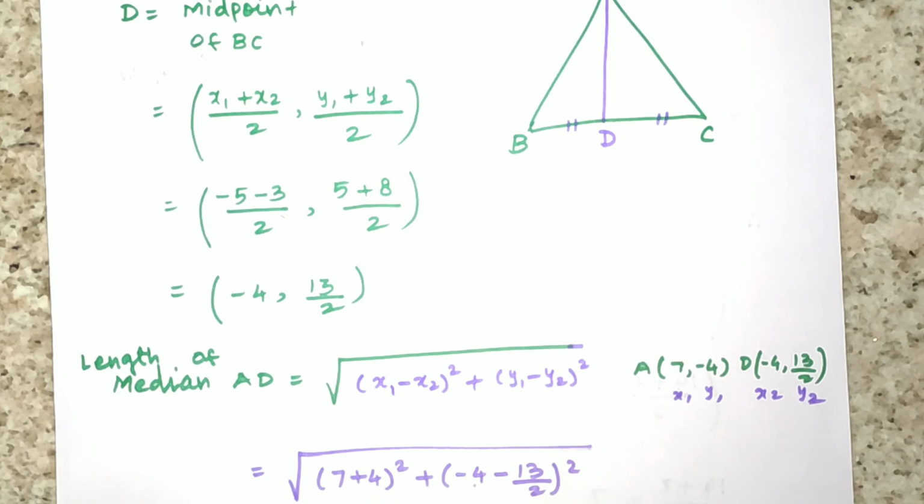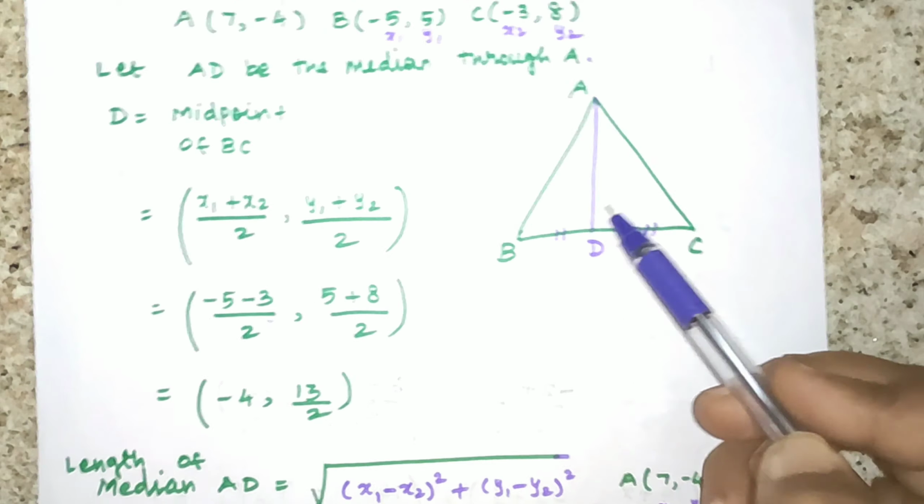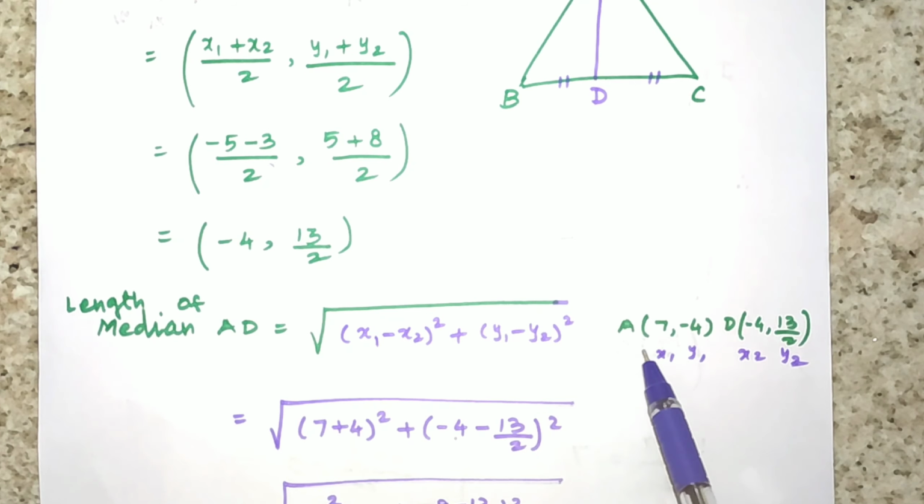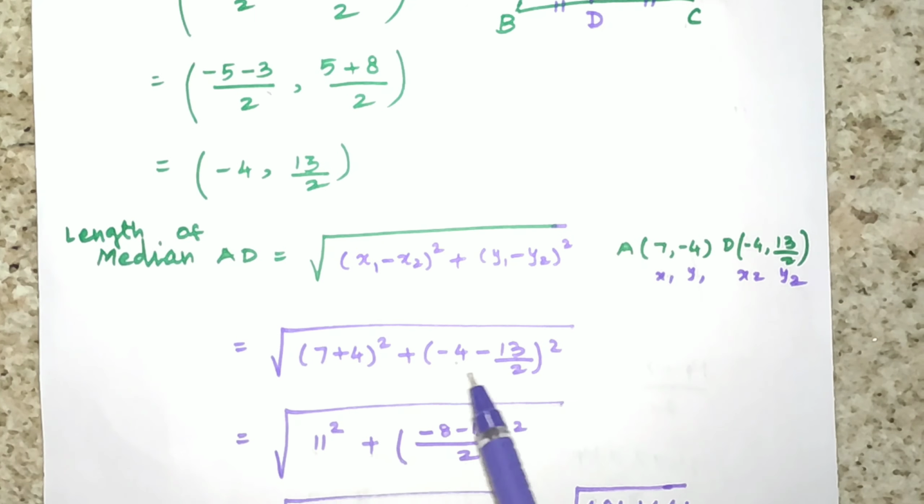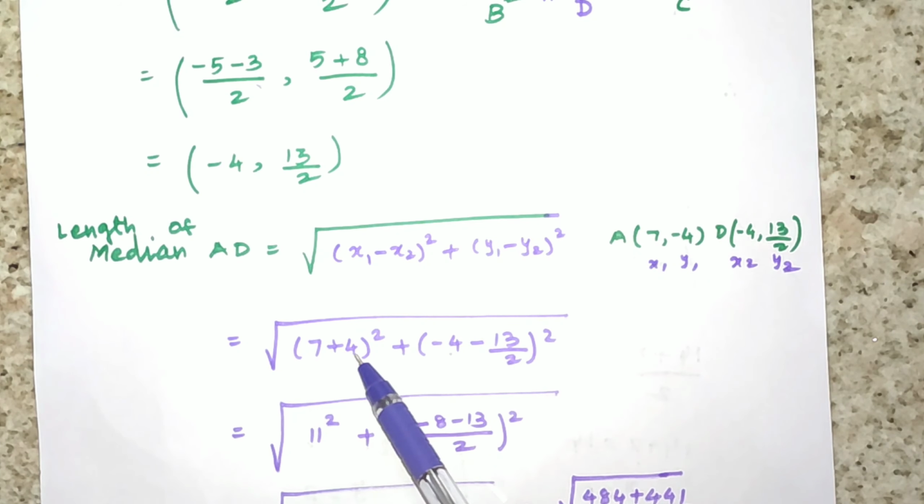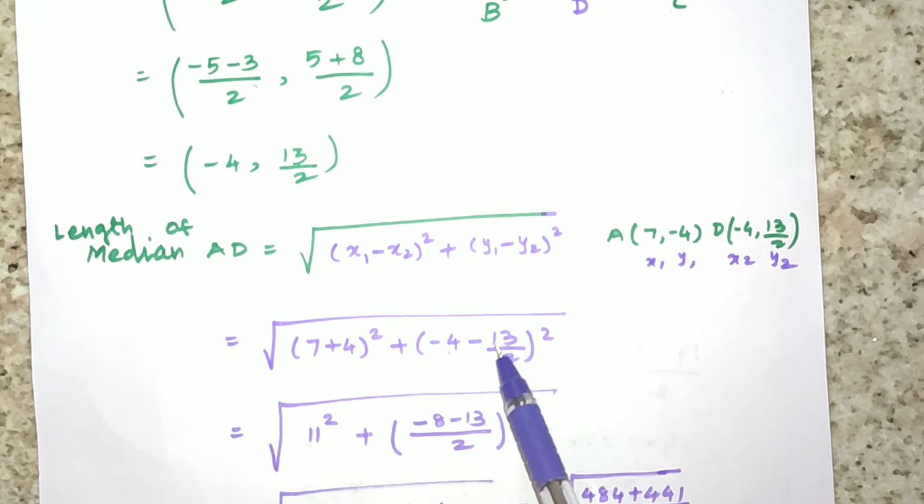Length is nothing but, we can use the length of AD. Length of AD is nothing but the distance between A and D. So we know the distance formula, root of (x1 minus x2) the whole square plus (y1 minus y2) the whole square. So here in rough part you have to mention A and D. A is (7, -4), D is (-4, 13 by 2). So this is x1, y1, then x2, y2. So root of (x1, 7, minus of minus means plus 4) the whole square plus (y1, -4, then the formula itself having minus, so minus y2, 13 by 2) the whole square.